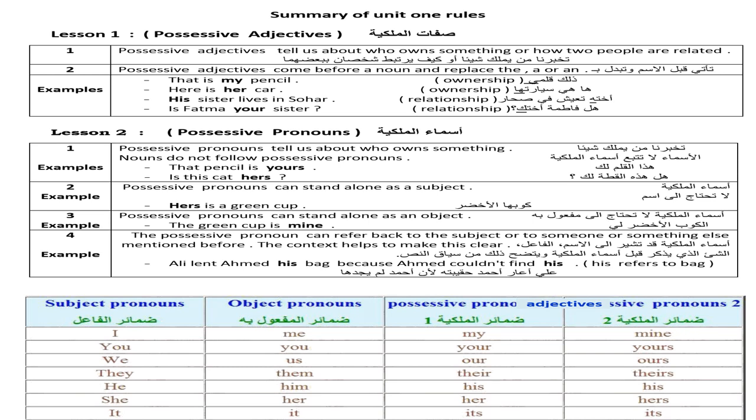After that, we reach the subject pronouns, object pronouns, possessive adjectives, possessive pronouns. I, me, my, mine. You, you, your, yours. We, us, our, ours. They, them, their, theirs. He, him, his, his. She, her, her, hers. It, it, its.